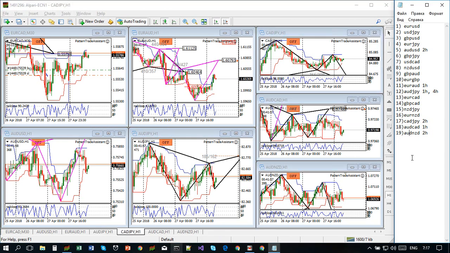Okay, first of all, let's talk about this portfolio and let's talk about this order. I have created a special index that shows me what is the most profitable pair and what is the least profitable pair. So the most profitable pair is Euro-Dollar, the least profitable pair is Aussie-New Zealand.